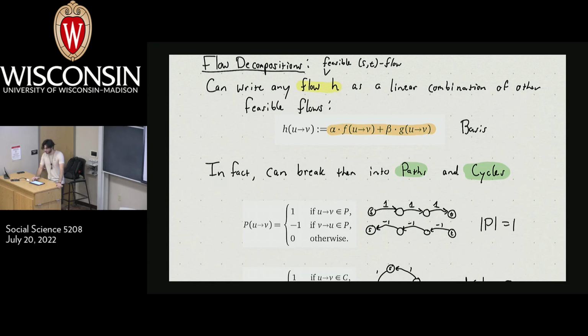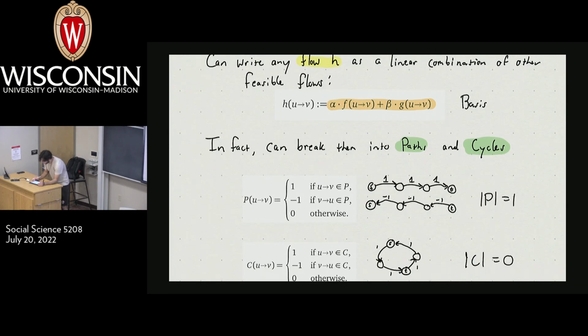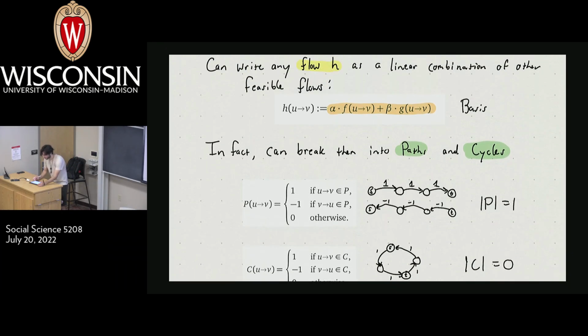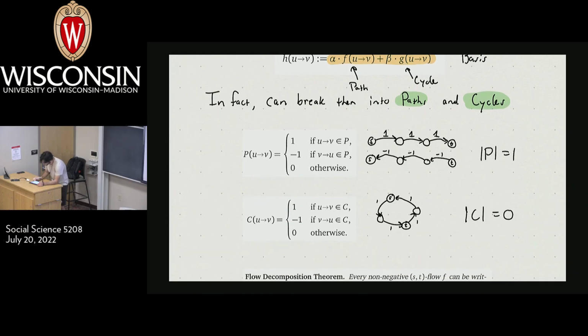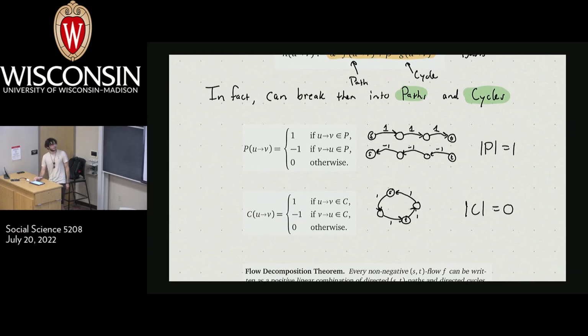And what's really cool is not only can you write it as a linear combination of functions or flows, you can break them into paths and cycles. So in particular, you can make every f a path and every g a cycle. So what do I mean by a path and a cycle? Here's an example of a path flow and a cycle flow. Specifically, these are paths with value 1 and cycles of value 0.